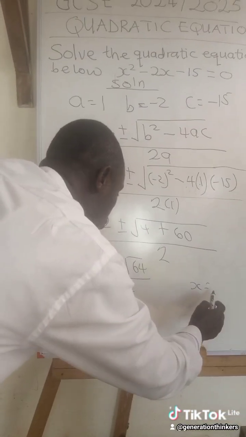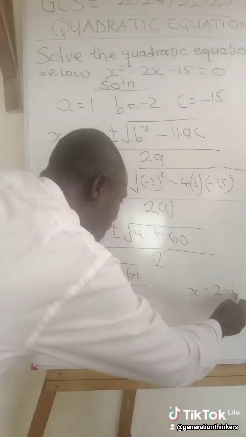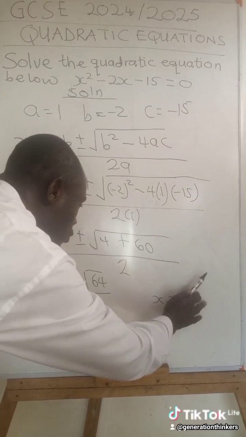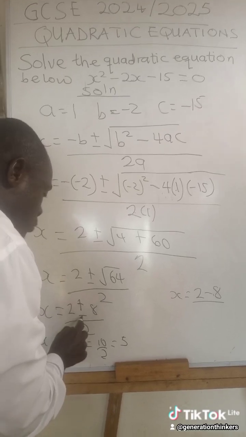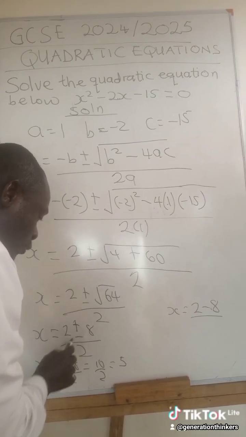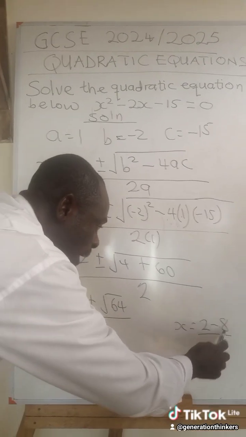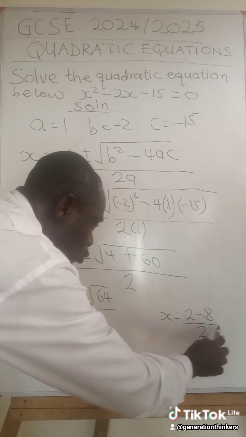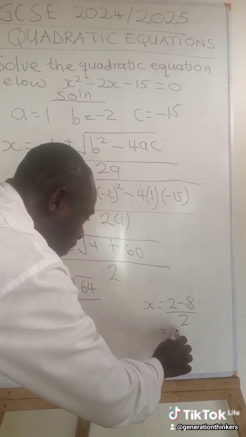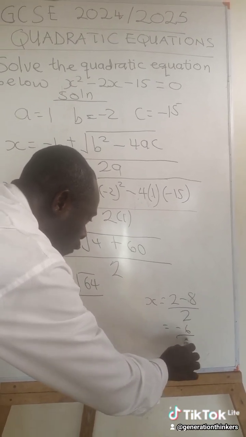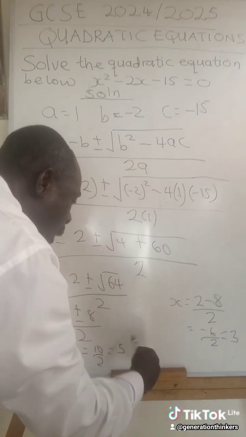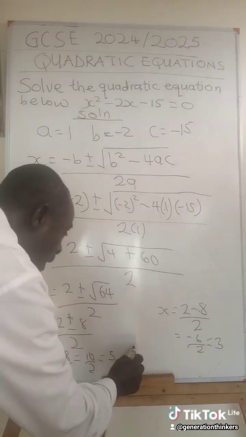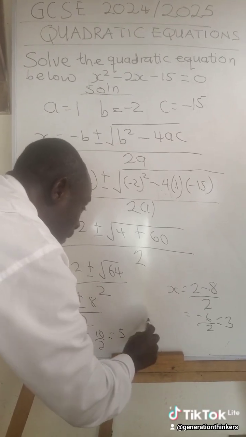Then we also have x is equal to 2 minus 8. Because it's plus or minus, we have done the positive one, so we have to do the negative one. 2 minus 8 all over 2 will give us negative 6 all over 2, which will give us negative 3.